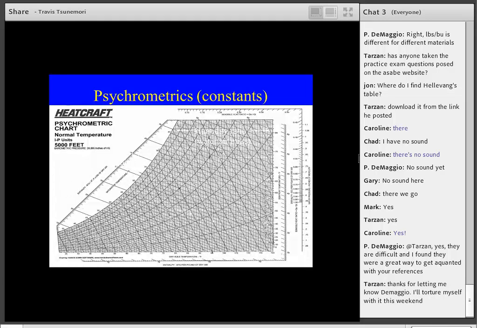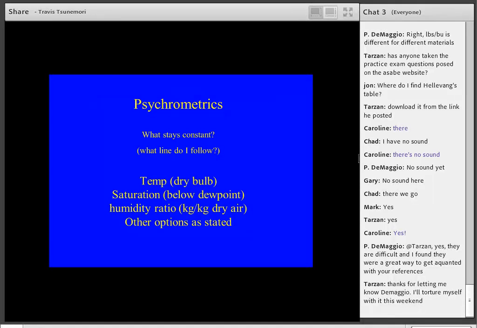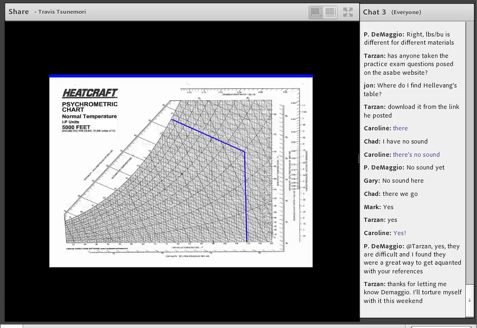So humidity ratio, you can see on the right-hand side, there's a humidity ratio, pounds of moisture per pound of dry air, kilograms per kilogram of dry air, or other options. So these are the things. There's only a few things that can really change. Temperature can change, moisture content can change, or relative humidity can change. You can add or subtract some amount of water. After that, there's not really that much else that can change in psychrometrics.